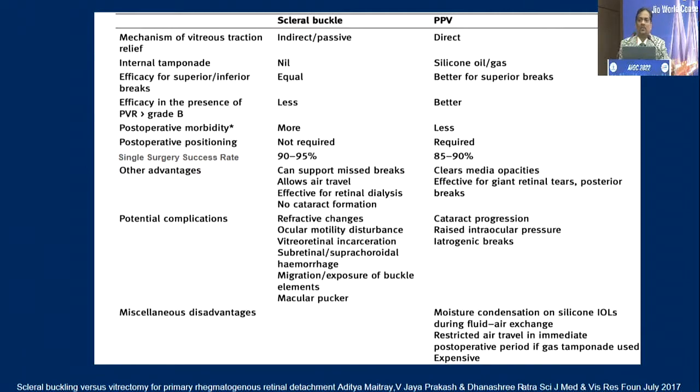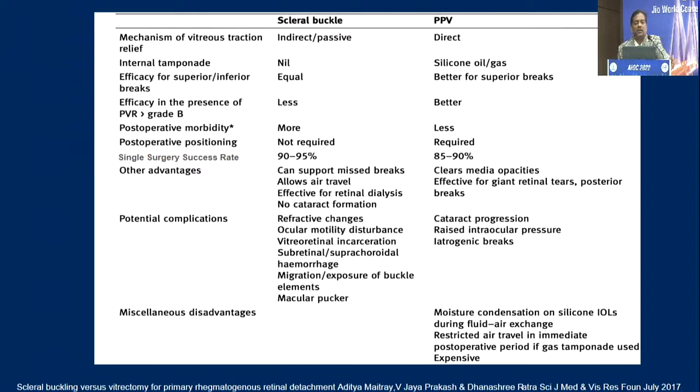Now, these are just head-to-head comparisons that you see. A scleral buckle is an indirect and a passive approach, whereas a pars plana vitrectomy is a direct sort of an approach. And internal tamponade is not needed all the time, and the efficacy for superior and inferior breaks is equal for scleral buckle vis-a-vis a vitrectomy, where we find superior are easier than inferior because you need a lot of tamponading, etc.